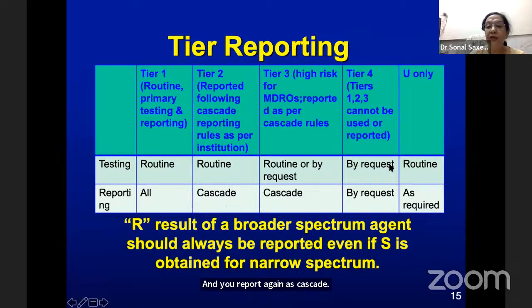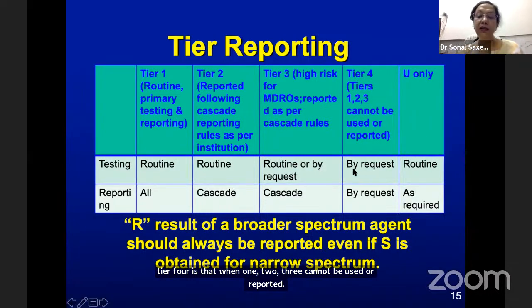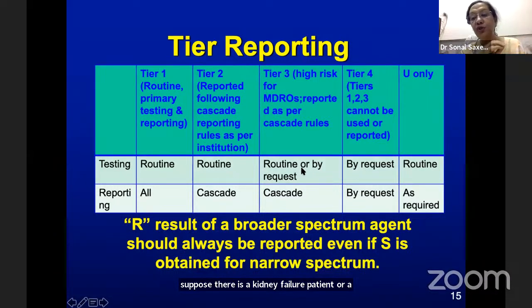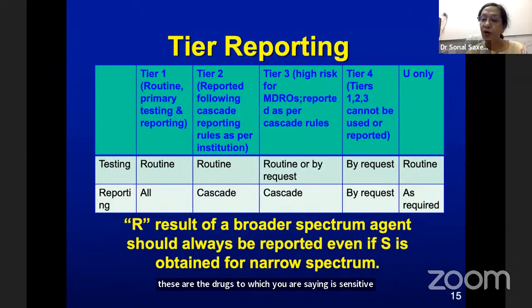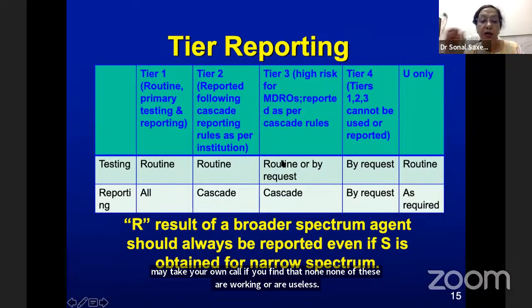Then tier 4 is when 1, 2, 3 cannot be used or reported. Suppose there is a kidney failure patient or a liver failure patient, and the clinician says that the drugs to which you are saying it is sensitive are not going to work in my patient. It's a child where you can't report fluoroquinolone, trimethoprim-sulfamethoxazole, and then you feel that okay, we will have to go for tier 4. The reporting and testing here are both by request, or you may take your own call if you find that none of these are working or are useless in tier 1, 2, and 3.